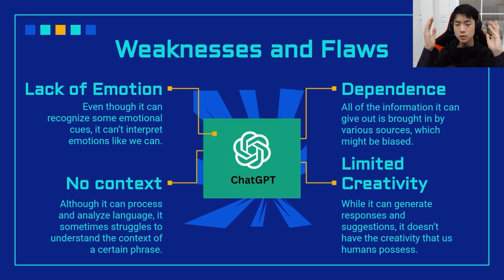Dependence. As we know, all AIs, if you watched my videos before, come from a training set. This training set is provided by the people who created it, and even if the training set is biased, or has some untrue information, it will relay that information to us, and we will receive that, not knowing it's inaccurate.